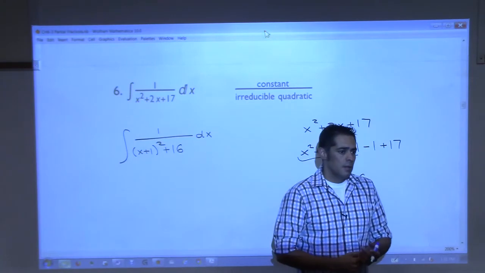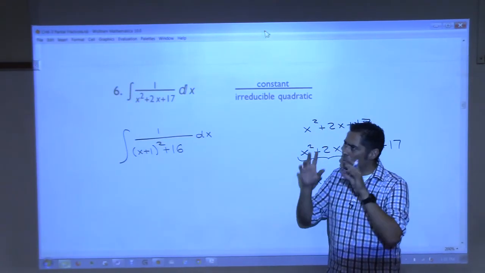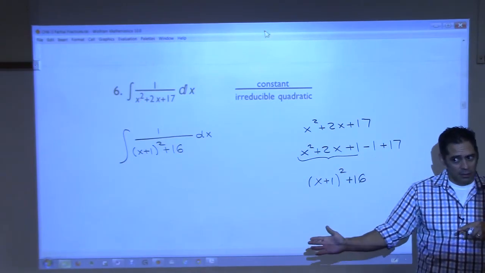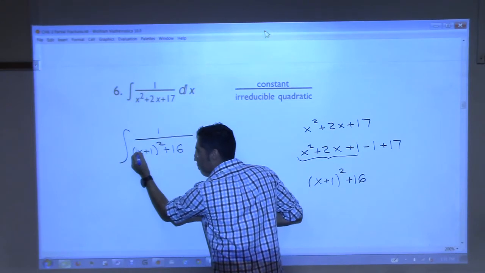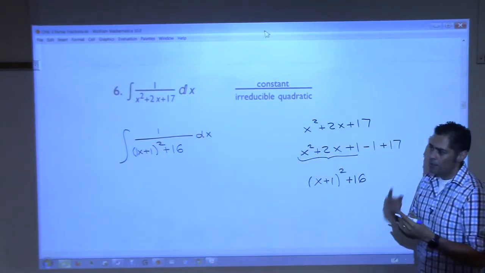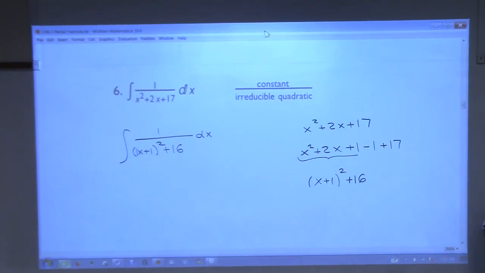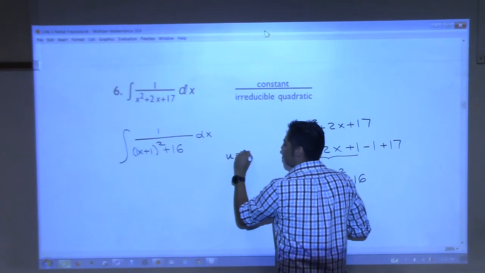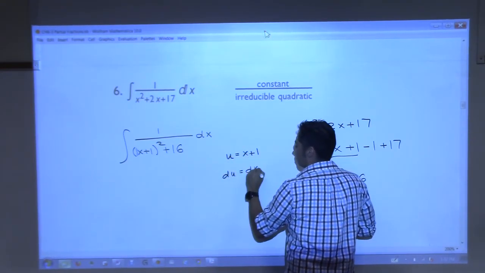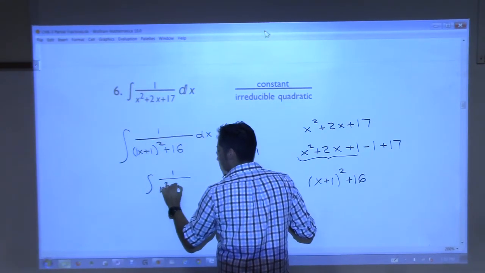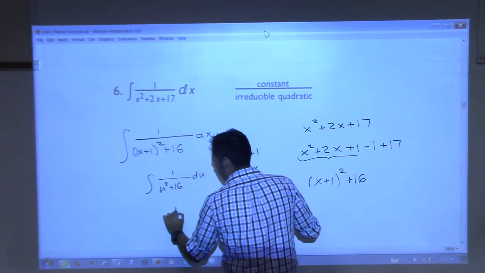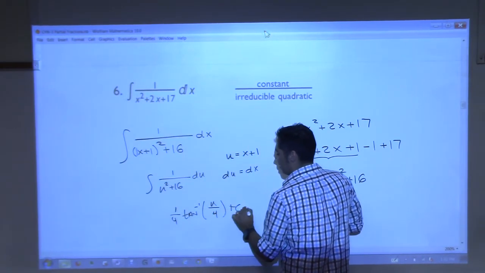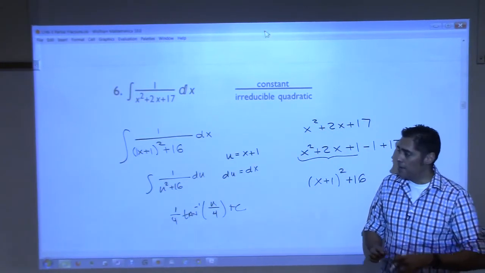X plus 1. Now, you have to ask yourself, if I were to let u be x plus 1 right now, would I get any number that pops out that I'd have to scale out later? So what's the coefficient here? 1, right? So the derivative of that is 1. So you're not going to have to scale anything. So you can go straight to the form. What I'm trying to do is avoid doing this. I don't want to have to write down u equals x plus 1, du equals dx. The new integral is 1 over u squared plus 16 du. This is 1 over 4 arctangent of u over 4 plus c. And then plug back in x.